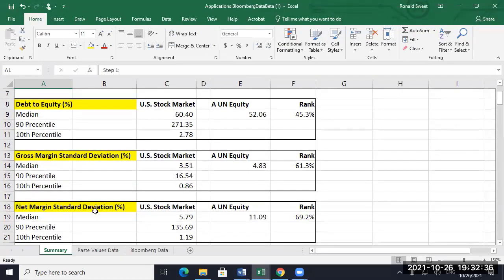So you might think your firm has a lot of fixed, this is what happens the most. You think your firm has a lot of fixed costs, and then you look at the firm and their margins are actually more stable than the average stock. And that happens a lot. So you have to kind of figure out what does that mean.